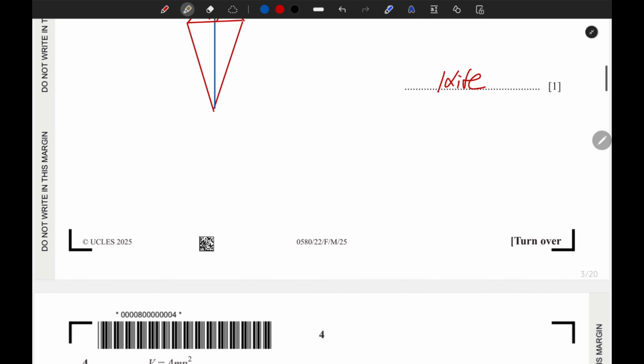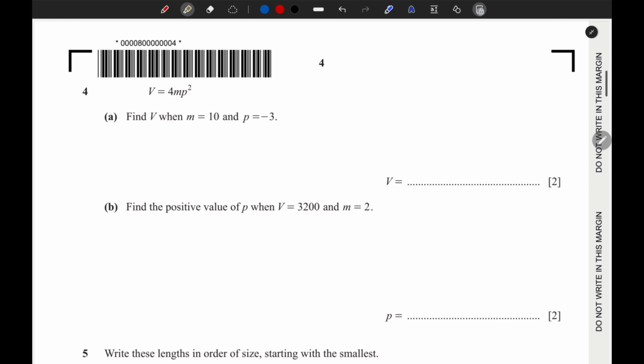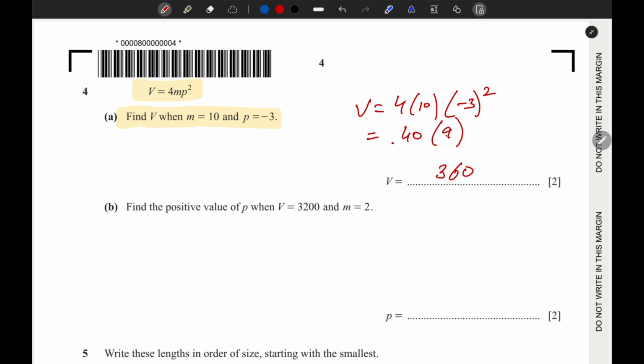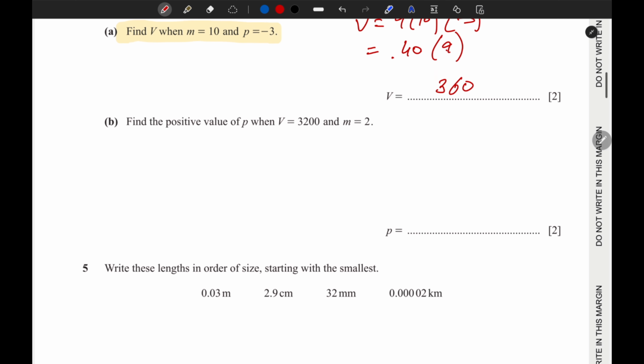Okay, moving on to the fourth one. They have given V as 4MP squared. Find V when M is 10 and P is -3. So we are just going to substitute the values. V equals 4, M is 10, and P is -3, but this is -3 whole squared, which will be positive. 4 into 10 is 40, and this is 9. Now we know 4 nines are 36, and the 0. So the value of V is 360.